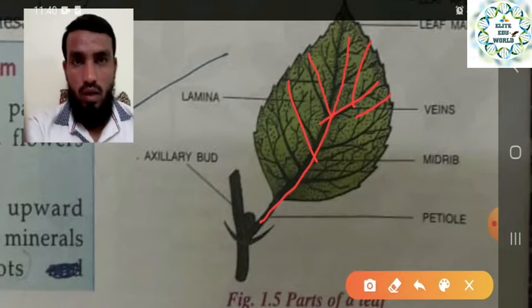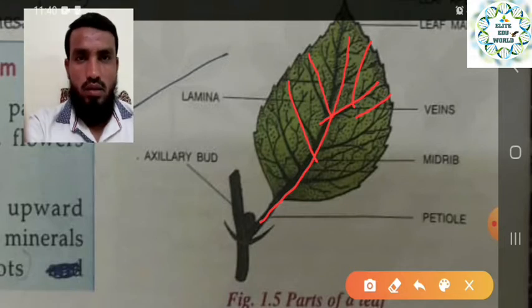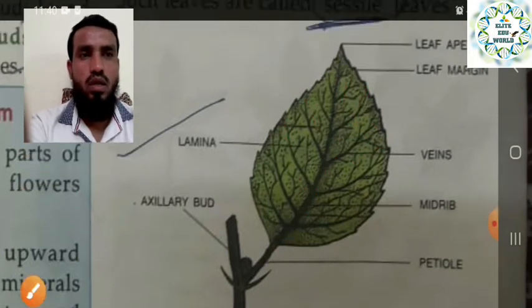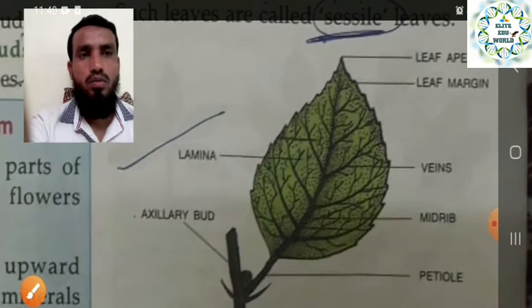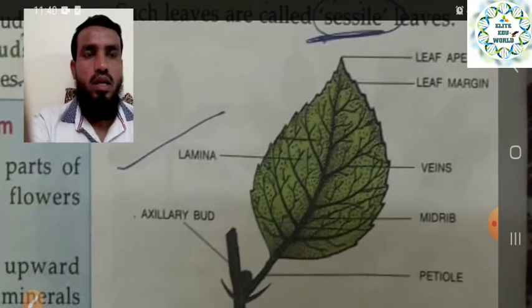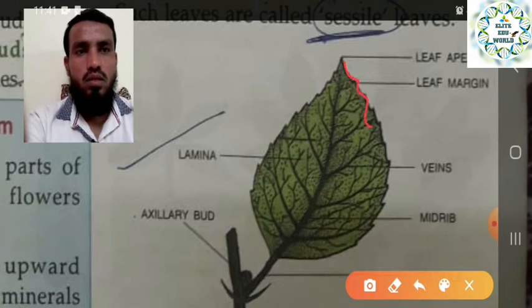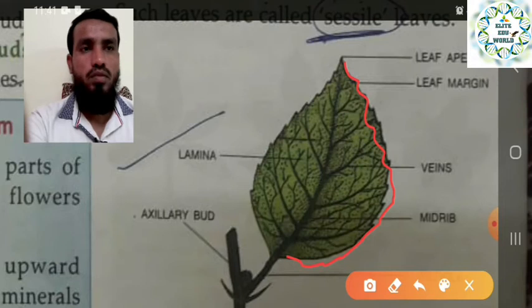Like in our body we have veins, arteries and capillaries, so this also has veins which do the transportation function in the plant leaves. And in the tip of the leaf, or before that, there is a leaf margin. All these structures are called the leaf margin. And on the top there is a leaf apex, that is the point of the leaf.